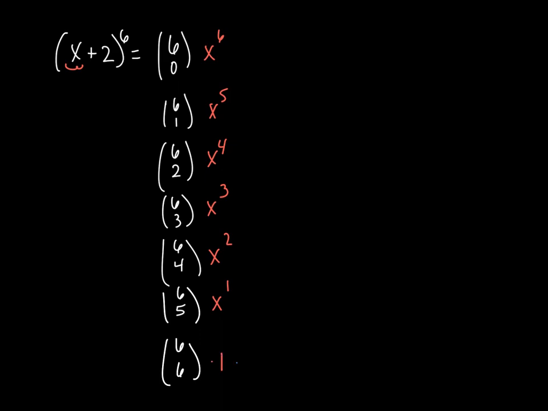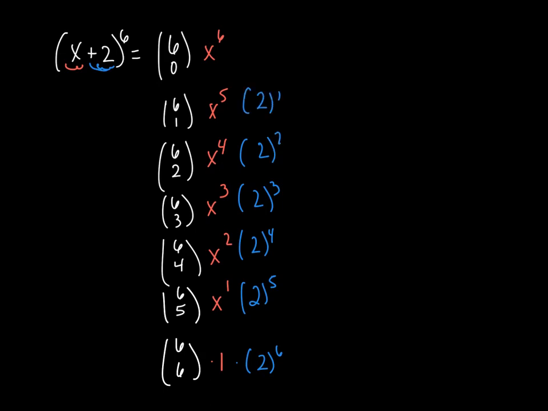Going back up in the other direction, we're going to do the y, or the second term. The second term here is 2. Now, if this was a sign there, you would include that sign if it was a negative. So that's going to be 2 to the 6th, 2 to the 5th, 2 to the 4th, 2 to the 3rd, 2 squared, 2 to the 1st, and 2 to the 0 power, which is just 1.